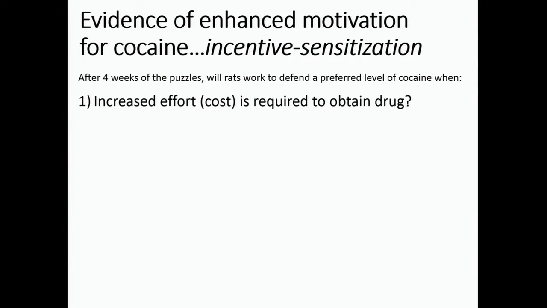Another thing we can look at is just general overall motivation for a drug. Are there differences? What we do is measure motivation for a drug before all this training and then after those 20 days of puzzles. And what we ask is, will rats work to defend a preferred level of cocaine when increased effort or cost is required to obtain the drug?